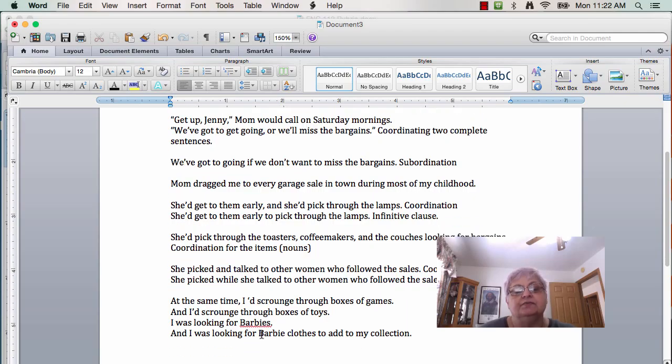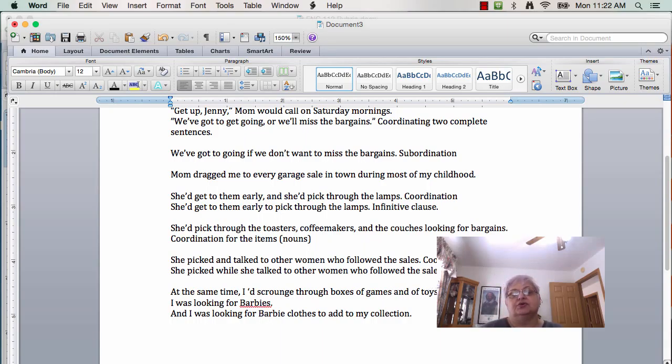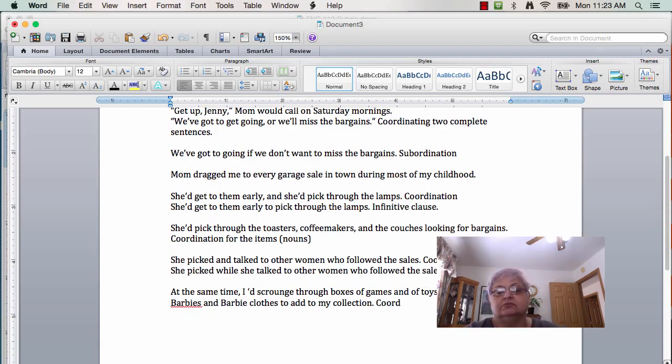I've got one more before I let you go. At the same time, I'd scrounge through boxes of games and I'd scrounge through boxes of toys. Oh, come on. This is easy, right? We're going to coordinate these items: boxes of games and of toys. And what can we do here that would be really simple? Use your infinitive phrase. And, oh, look how easy. Add together again, coordination, Barbies and Barbie clothes. So what I did was I coordinated items, and the first two were games and toys, and I coordinated Barbies and Barbie clothes. And then I just added an infinitive phrase, to add to my collection.